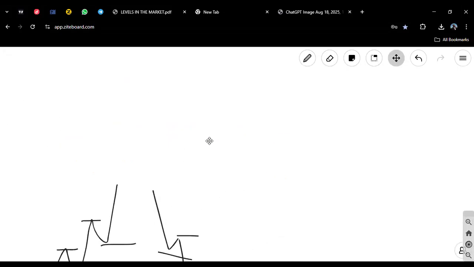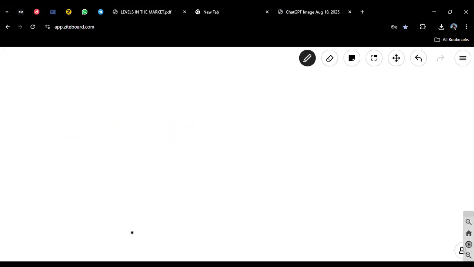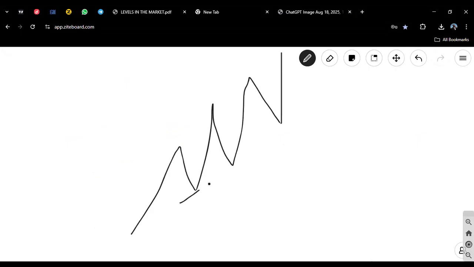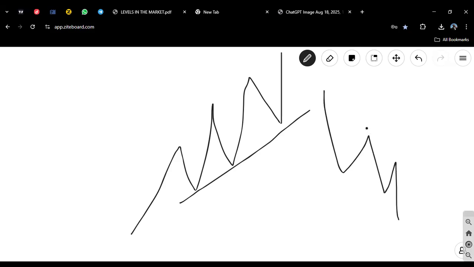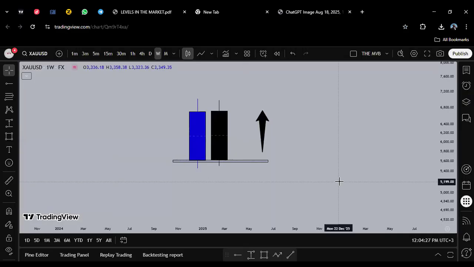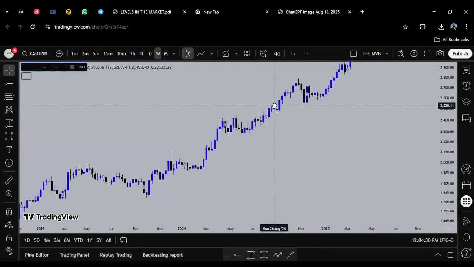For example, when we have a certain trend line like this, an uptrend, if somebody draws a trend line here, that may be termed as a level in the market. These trend lines can be termed as levels in the market. Or sometimes somebody can just draw a Fibonacci, for example.